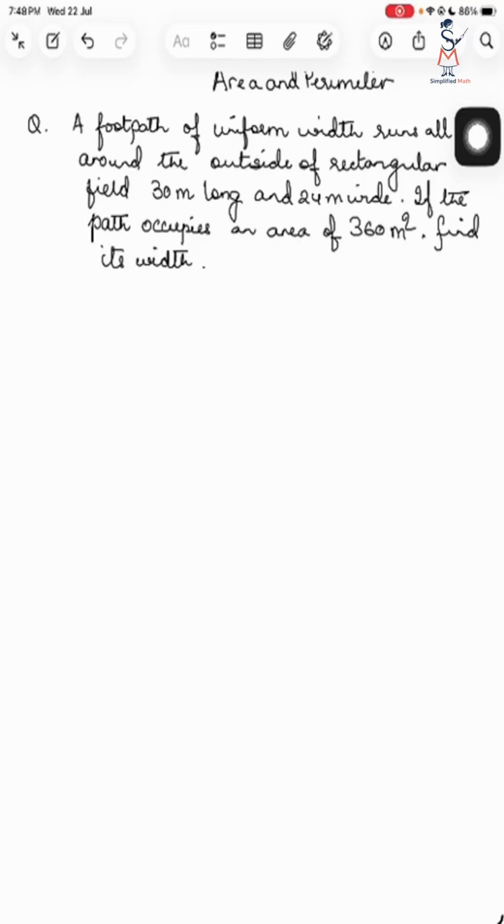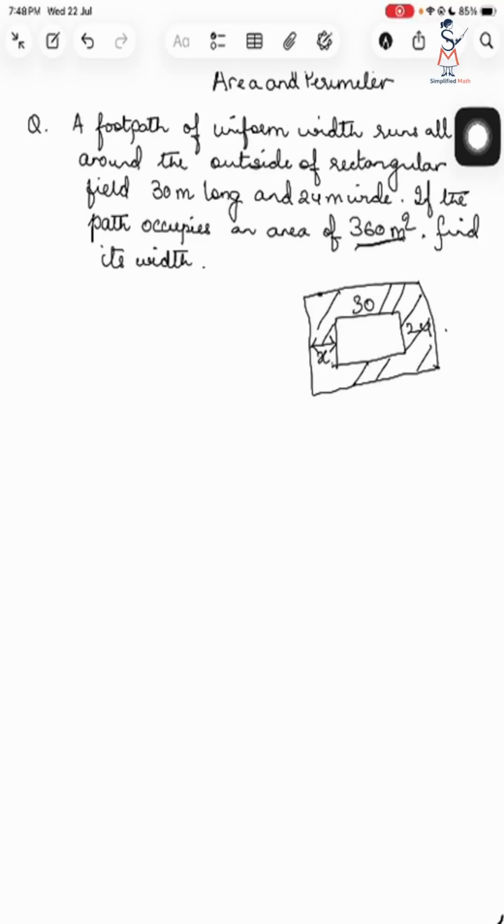Now, what is the question saying? There is a rectangular field that is 30 meters long and 24 meters wide. A footpath of uniform width runs all around the outside. That means there is a footpath which runs outside the field like this. Now we have to find the width of this footpath. Now the area covered by the footpath is 360 meters square.